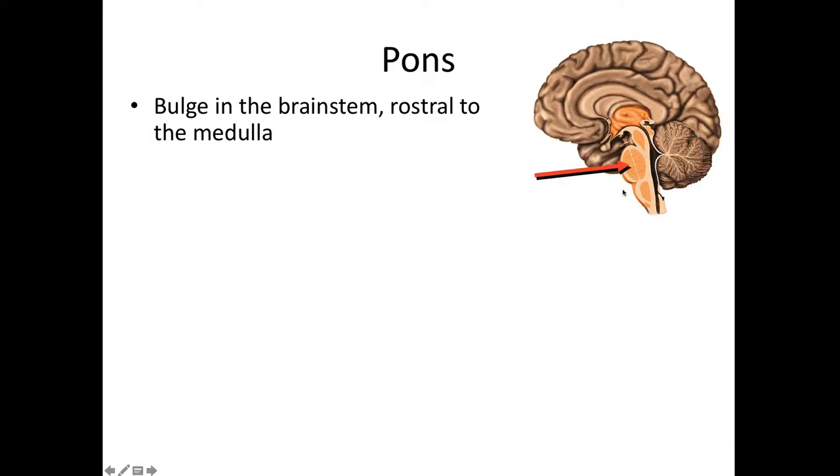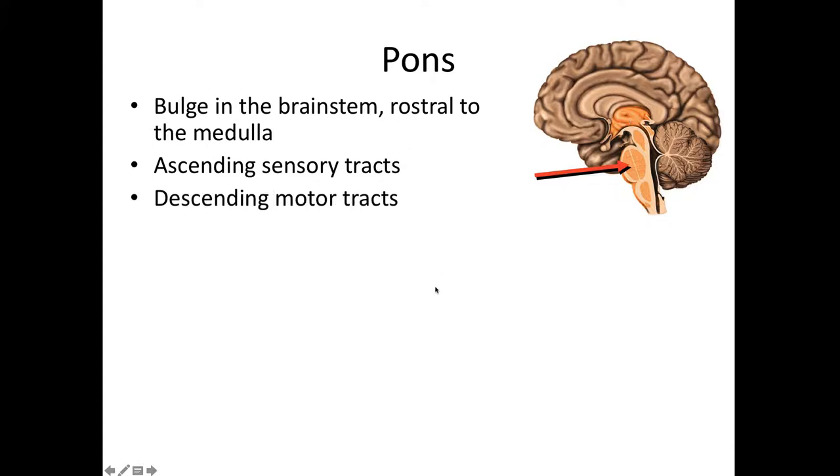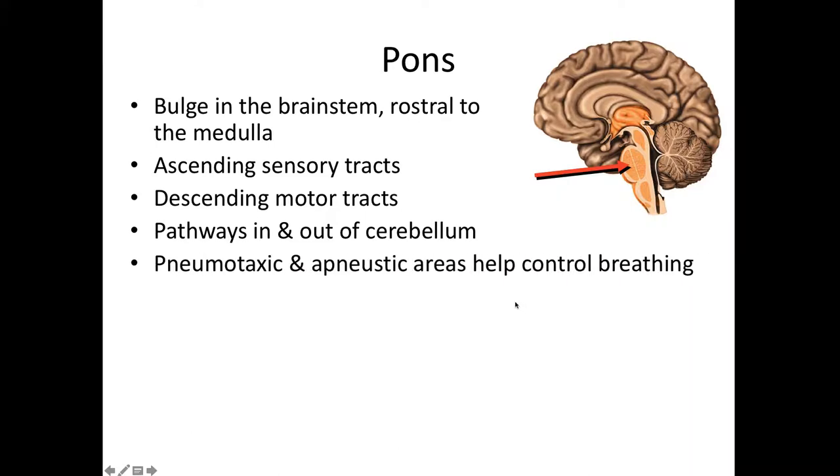It's a bulge in the brainstem. It is rostral to the medulla, so above and forward. It contains ascending sensory tracts, so a lot of sensory information passes through the pons on its way to synapse in the thalamus. It also contains descending motor tracts, which of course pass inferiorly to decussate in the medulla, so it's a major information highway. There are also pathways into and out of the cerebellum.